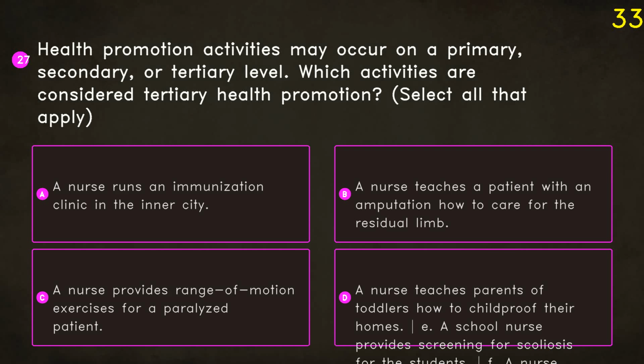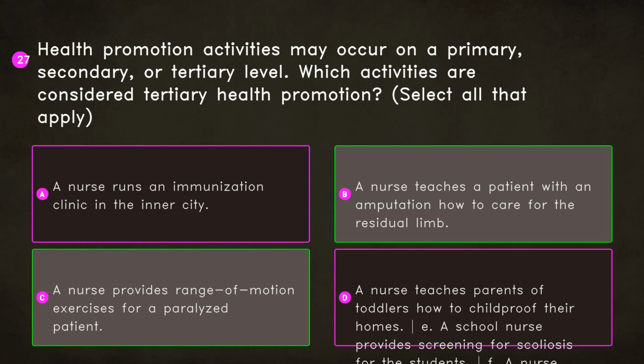Question 27. Health promotion activities may occur on a primary, secondary, or tertiary level. Which activities are considered tertiary health promotion? Select all that apply. A. A nurse runs an immunization clinic in the inner city. B. The nurse teaches a patient with an amputation how to care for the residual limb. C. The nurse provides range of motion exercises for a paralyzed patient. D. The nurse teaches parents of toddlers how to childproof their homes. E. A school nurse provides screening for scoliosis for the students. F. A nurse teaches new parents how to choose and use an infant car seat.